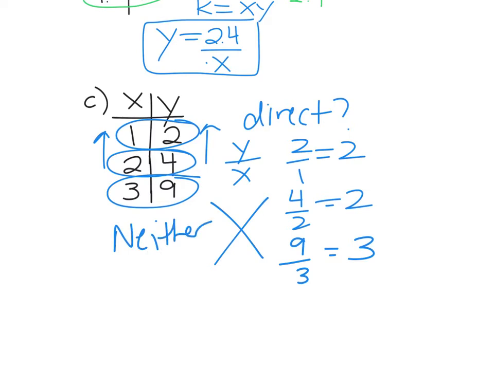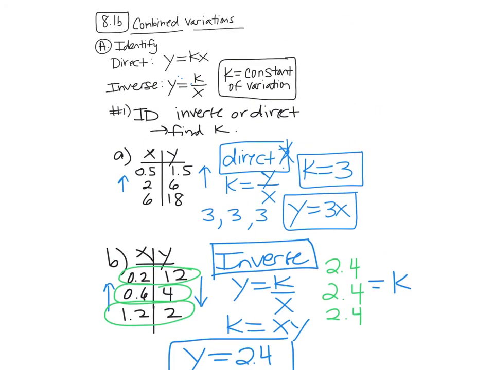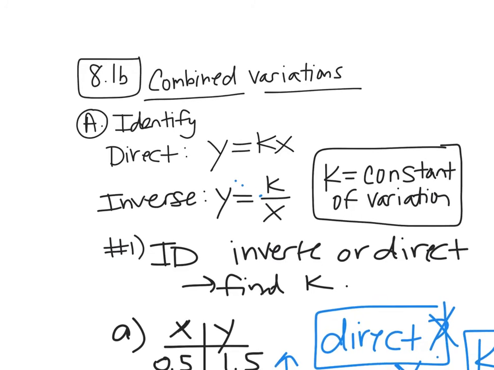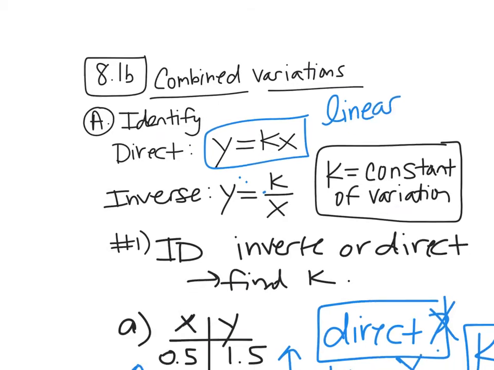This has a pattern to it. Does anyone recognize the pattern? Squaring. Yeah, it's the squaring function. This is just y equals x squared. Y equals x squared is not a direct variation. See our direct variation right here? What is y equals kx? Starts with an L. Linear. It's linear.